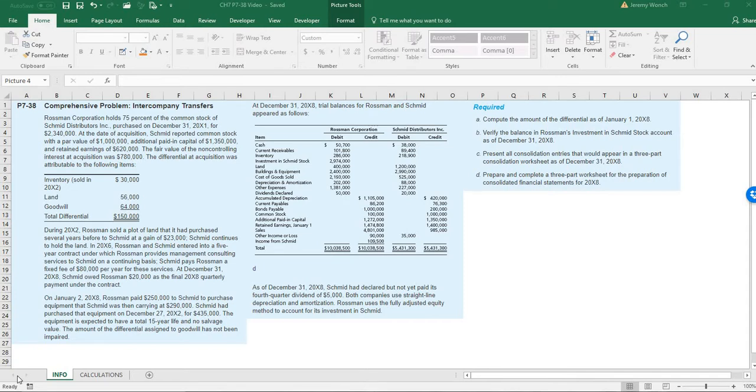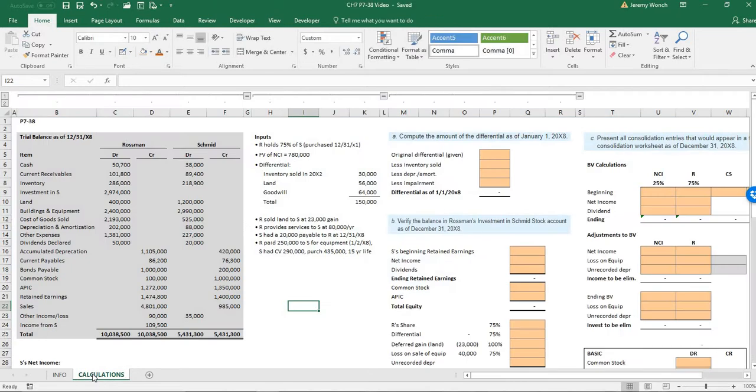Alright, so this is problem 738 that we were going to do in class, but ran out of time. And so on this first tab, I just copied in the information from the book, and then on the second tab, we'll have our calculations.